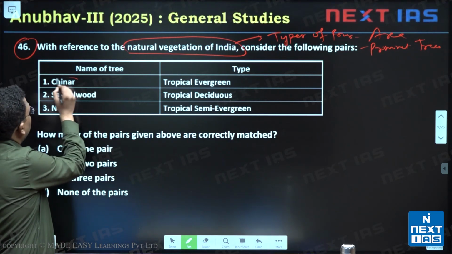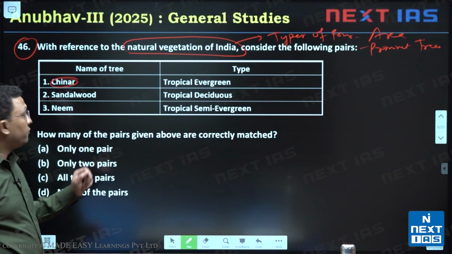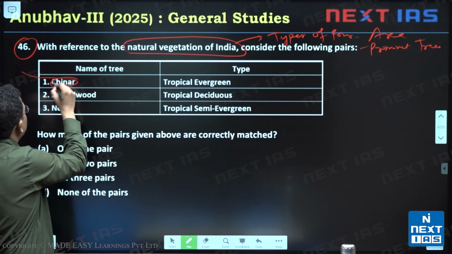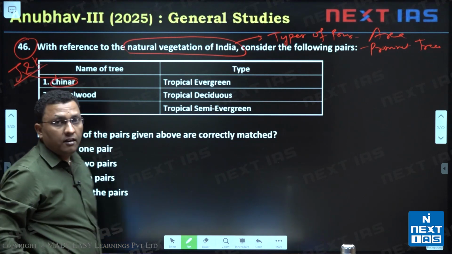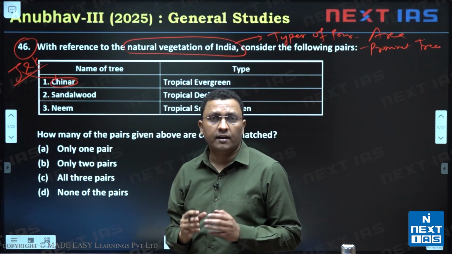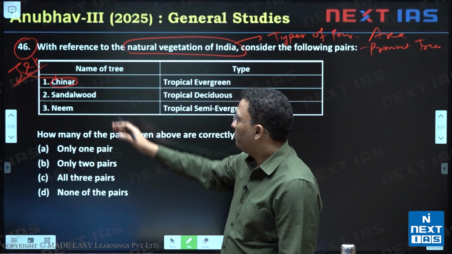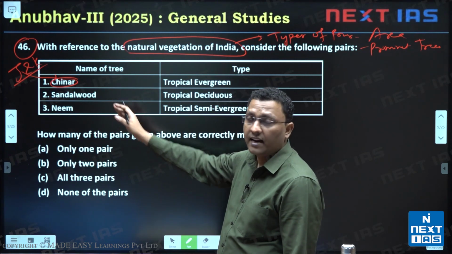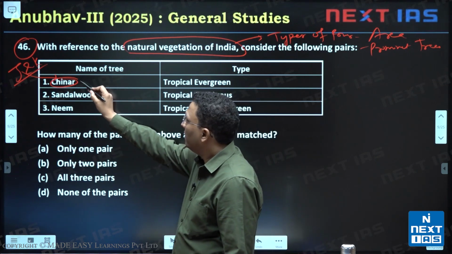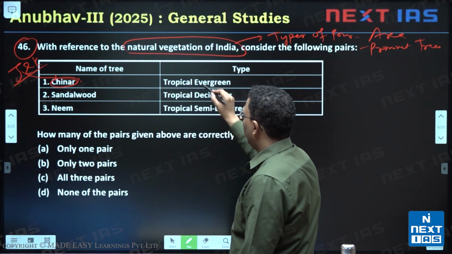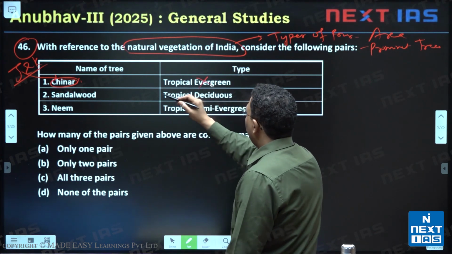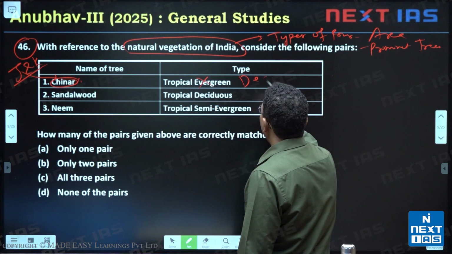First one is chinar, right? First of all, you should know that chinar was in the news because the Jammu and Kashmir government has launched an initiative called Tree Aadhaar for preservation of the chinar tree. Now the type given here is tropical evergreen. This is not correct. Chinar is basically a deciduous type of tree.